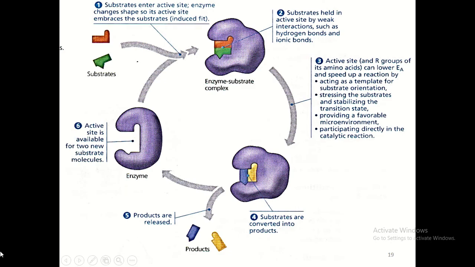as you can see over here, the process of catalysis. This is the substrate. First, the enzyme will help to orient the substrate into the active site of the enzyme. So the substrate enters the active site, and the enzyme will change its shape. The active site fits with the substrate, and here the substrate is held in the active site by weak interactions such as hydrogen bonds and ionic bonds.